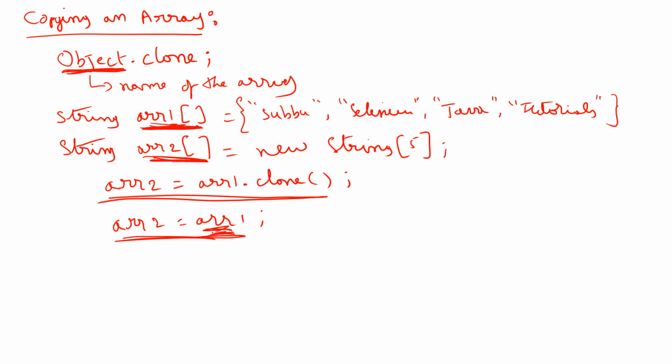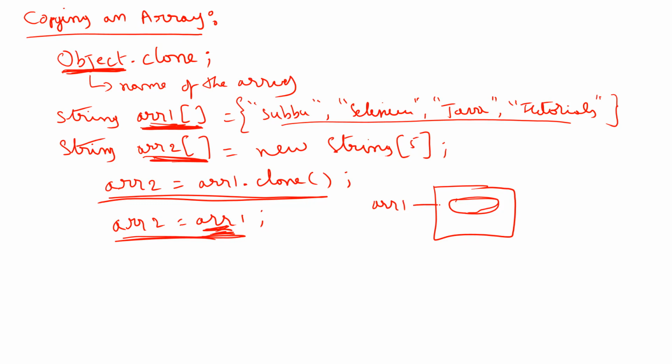So what happens in this case is, let's say this is our memory area. In this memory area, we have created this arr1. So this arr1, it contains all these values. Okay. So let's say this is the memory area. Let's not write this arr1 here. So let's write arr1 here. So this points to this memory area here.